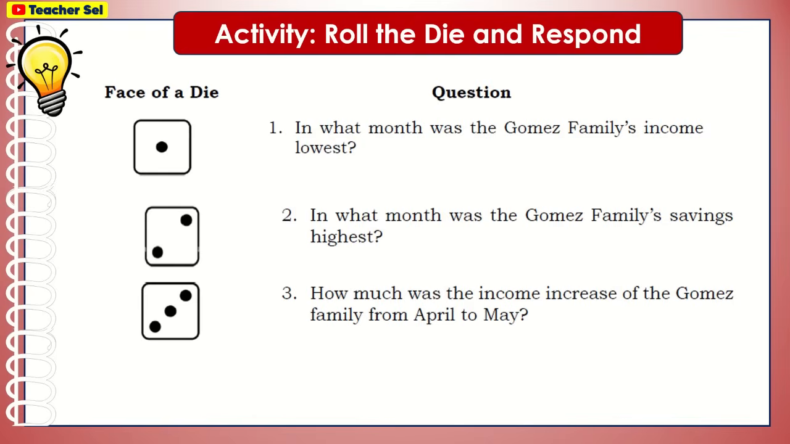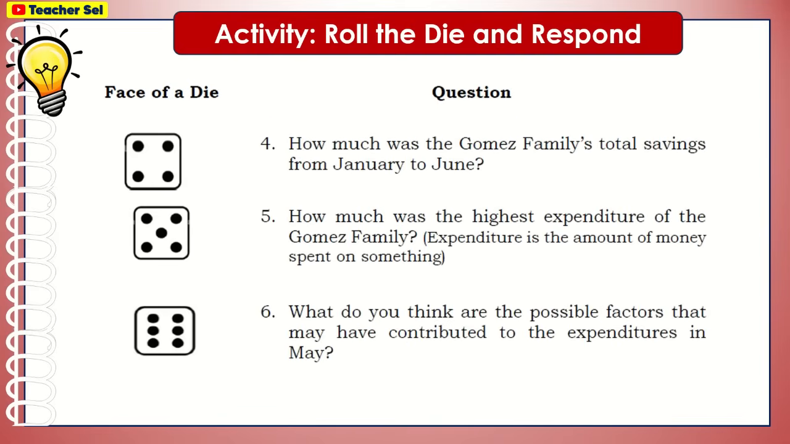One, in what month was the Gomez family's income lowest? 2. In what month was the Gomez family's savings highest? 3. How much was the income increase of the Gomez family from April to May? 4. How much was the Gomez family's total savings from January to June? 5. How much was the highest expenditure of the Gomez family? Expenditure is the amount of money spent on something. 6. What do you think are the possible factors that may have contributed to the expenditures in May?